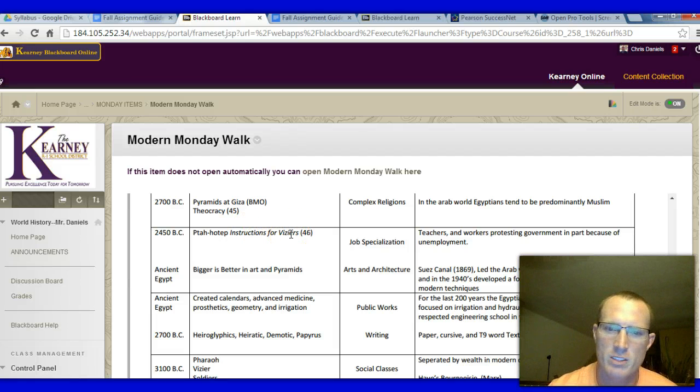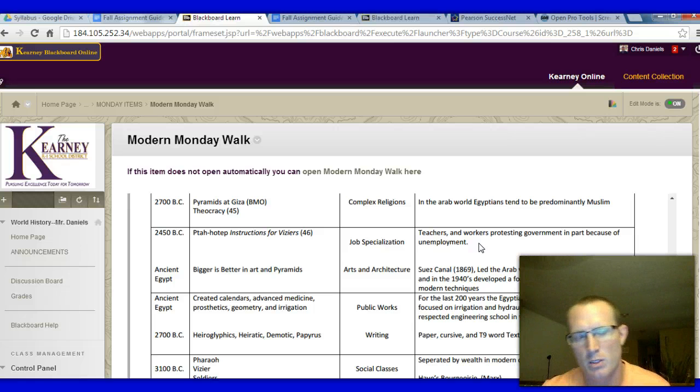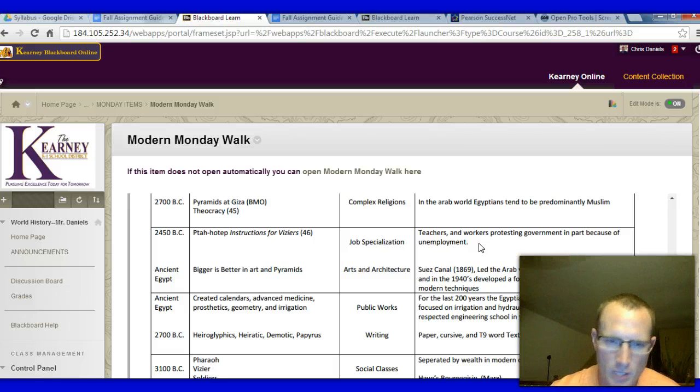Those are those governors that we mentioned above. Viziers are the level of bureaucracy just underneath the pharaoh and the priests. So what we're going to start to see is job specialization. You're going to get this whole status. And then today, teachers and workers are protesting the government in part because of unemployment. So again, this started happening mid-year last year, and to bring it up to speed, we've kind of put in place a new government in Egypt, and we're having trouble being friendly with them at the moment.